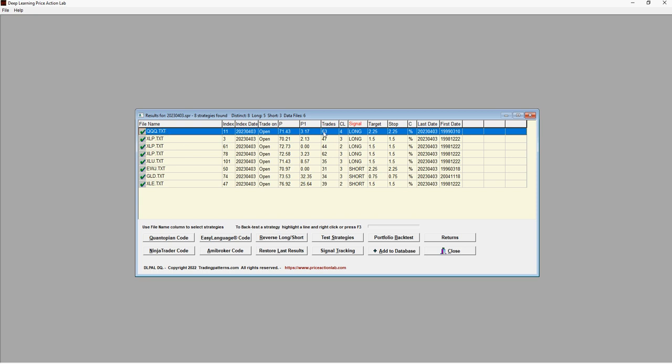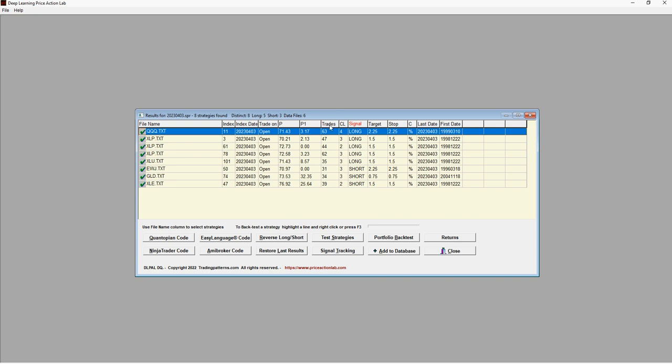QQQ has 63 trades in the history of the ETF. CL is the number of consecutive losers. Here is the signal, long or short, and the target and stop pair that corresponds to this particular instance of the anomaly. C refers to the percentage for the stop and target, and first date and last date show the first date and the last date of the history of the ETFs.